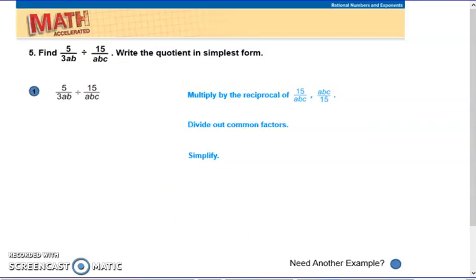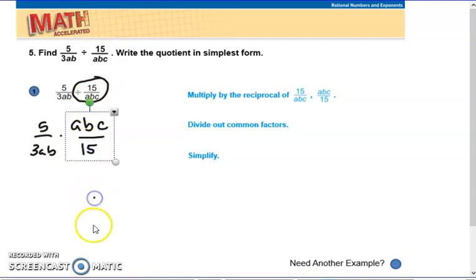The last type of example I want to show you might be the most intimidating, but don't let it intimidate you. Let's look at this one right here. We have to flip the second one and multiply, because I want us to find the quotient of these, so we have to divide. So 5 over 3ab, and that's going to be multiplied by abc over 15. We can do so much canceling out here that these are actually kind of fun.